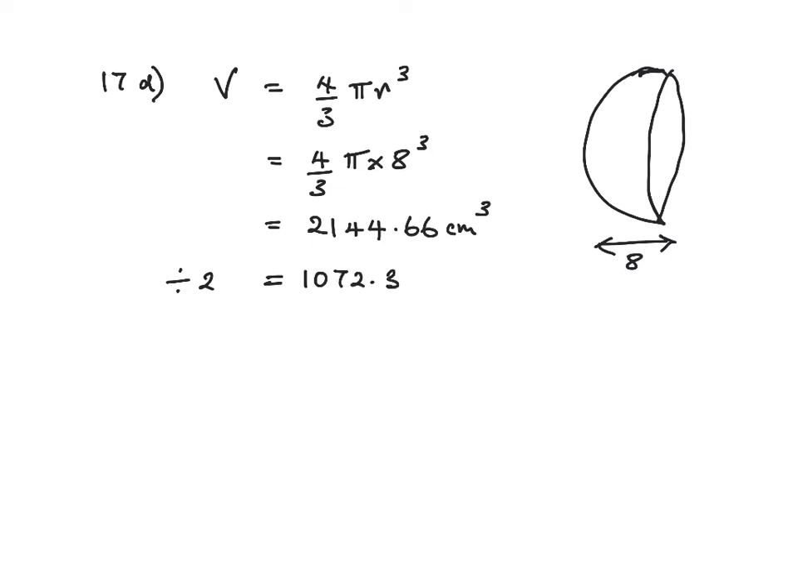1072.3. Now, I just realised that we should be giving the answers correct to 3 significant figures. So in this case, there are the first 3 relevant numbers. 2.33 will round down.